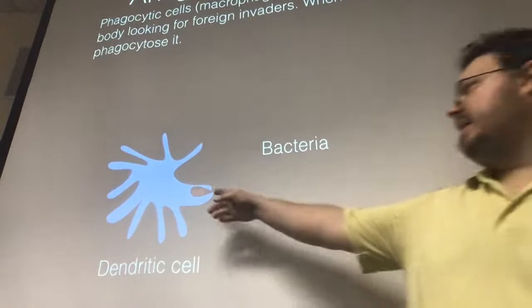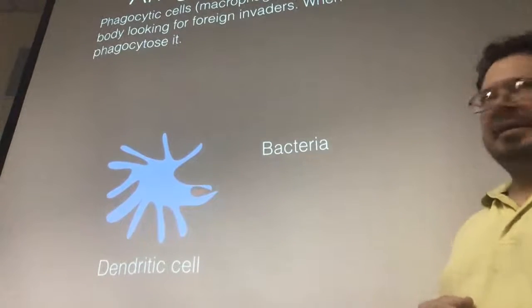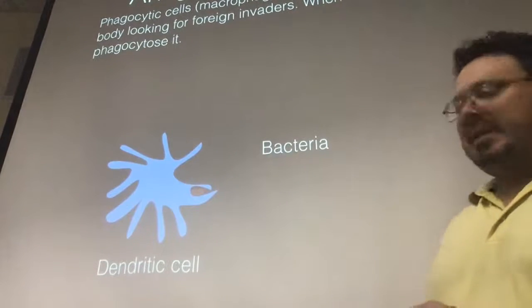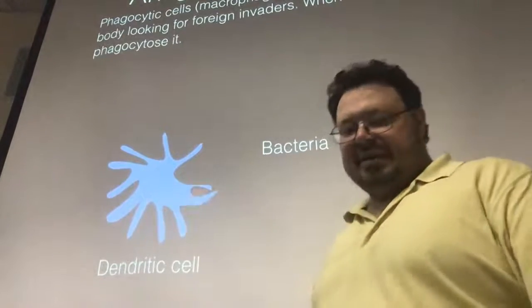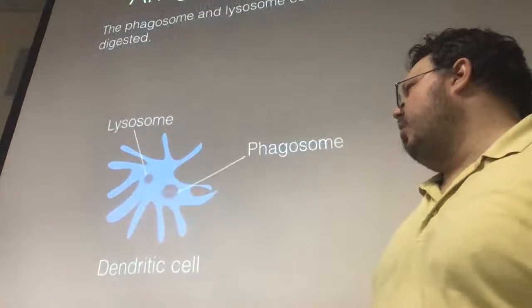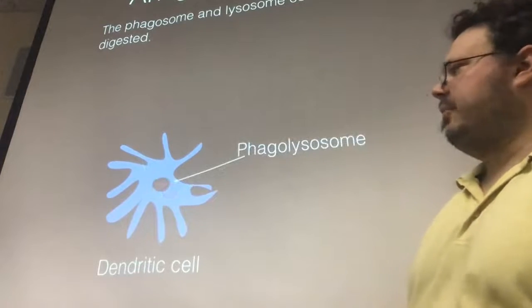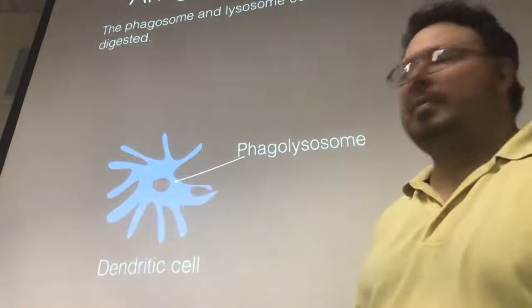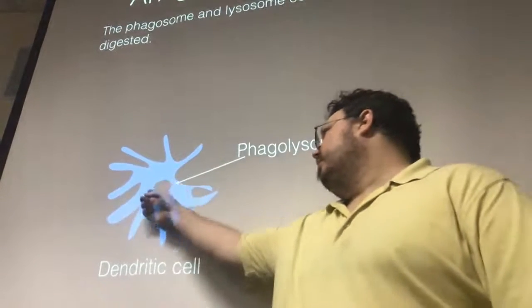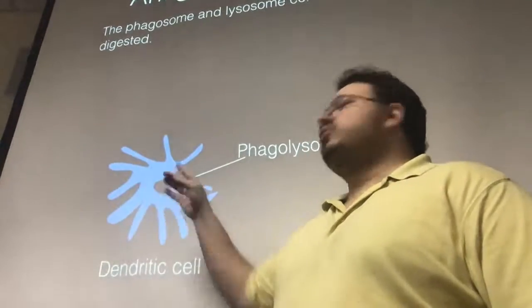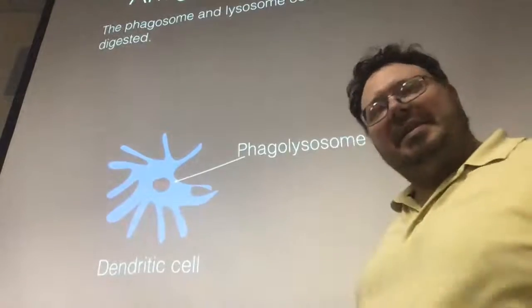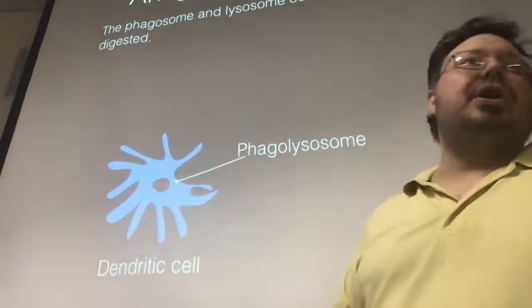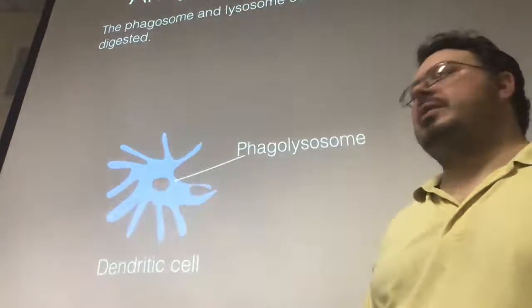So it's recognized this as being a bad one, and it has eaten it. And of course, when it eats it, it takes it inside into a phagosome. And then the phagosome combines with the lysosome to make a phagolysosome, which is going to chop up that bacteria into itty bitty pieces. By the way, it doesn't have to be a bacteria. It could be a virus. I was using a bacteria for now.